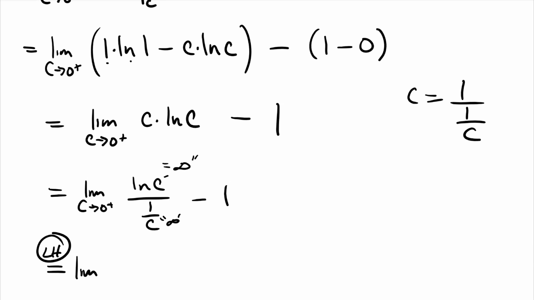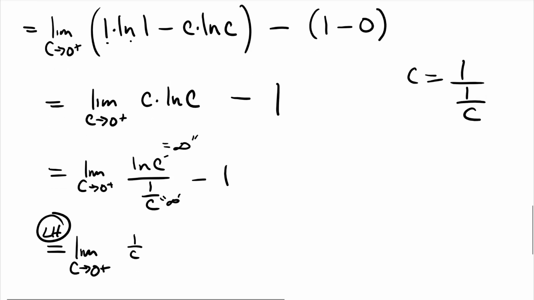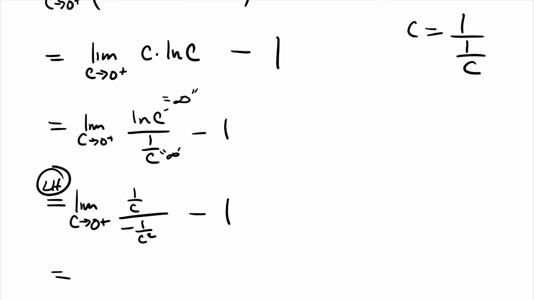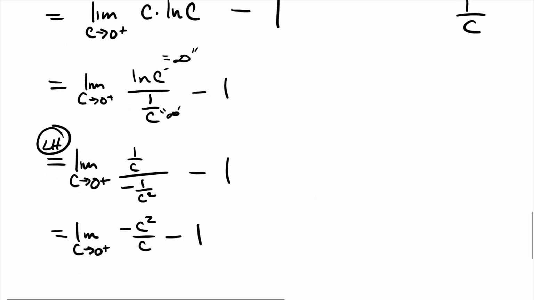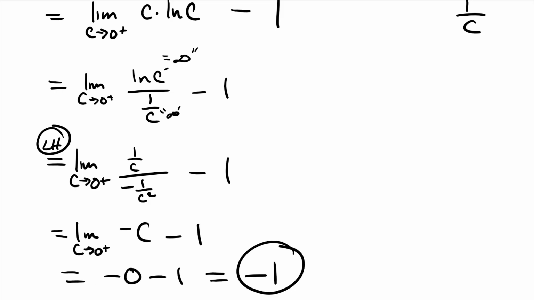We still have the limit as c tends towards 0 from the right-hand side, and the derivative of the natural log of c is 1 over c, and the derivative of 1 over c is negative 1 over c squared. And of course we have our minus 1. So let's flip this thing up, and we have negative c squared over c, minus 1. I'm cheating. That's just negative c. So we just plug in 0. So we have negative 0 minus 1, which is equal to negative 1. And the area was negative 1.